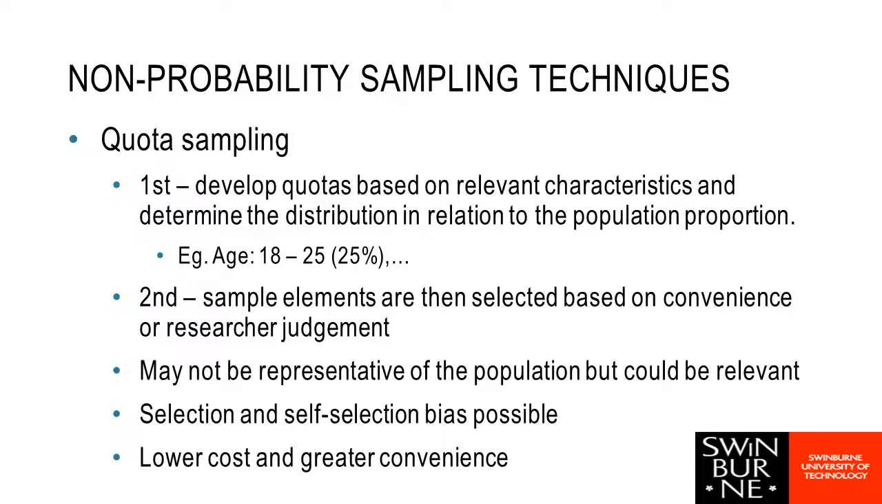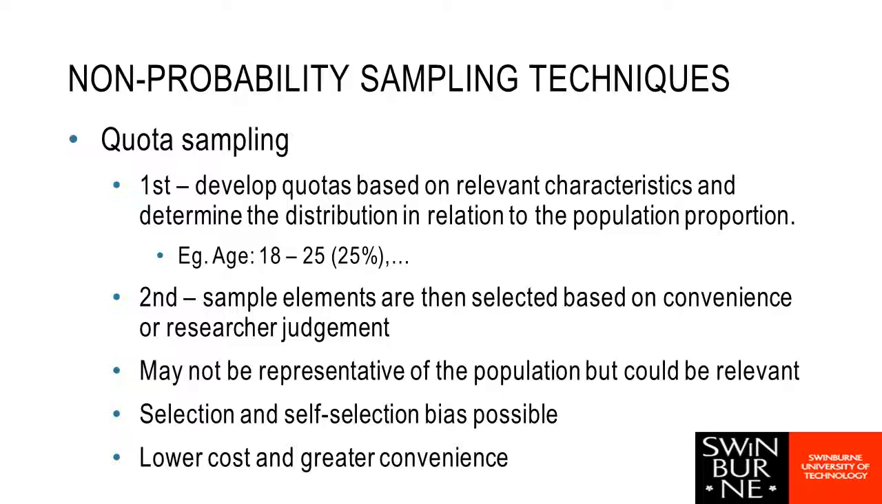With quota sampling, we're still non-random, and basically we would come up with some particular quotas for characteristics or demographics. So we might decide we want a certain percentage of men and women, or a certain percentage of different age groups, different ethnic groups, or different kinds of consumers. And normally we would then do some sort of convenience or judgment sampling, but we'd be applying this idea of a quota to it.